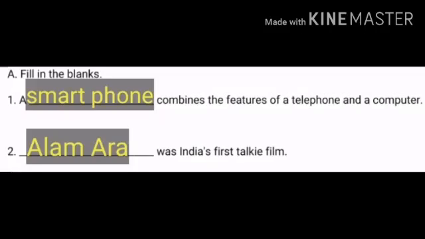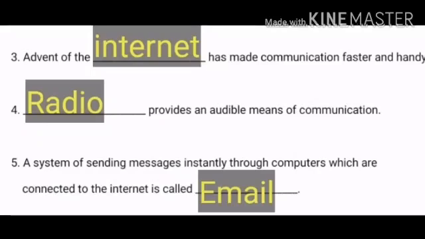Children, I will repeat it again. Question number 1. A dash combines the features of a telephone and a computer. The answer is smartphone. Second one, dash was India's first talkie film. The answer is Alam Ara. Third one, advent of the dash has made communication faster and handy. The answer is internet. Fourth one, dash provides an audible means of communication. The answer is radio. Fifth one, a system of sending messages instantly through computers which are connected to the internet is called dash. The answer is email.